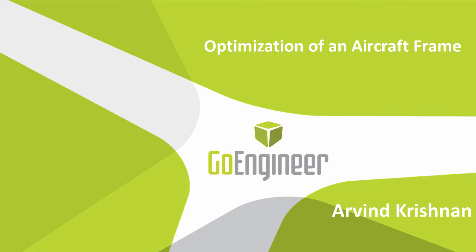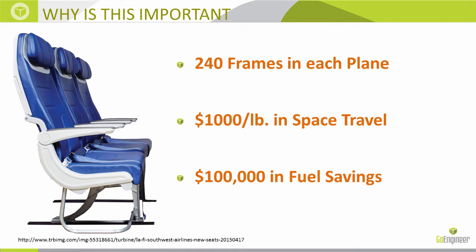Optimization of an aircraft frame. First off, why is this important? In a typical commercial airline, there are about 60 to 100 rows, in a cross-country flight or going across the Atlantic, and considering about 4 frames per row, that's about 240 frames in each plane. Decreasing the weight of this by, let's say, 5, 10, or 15% could result in fuel savings of about $100,000 over the course of the time an aircraft is flown.